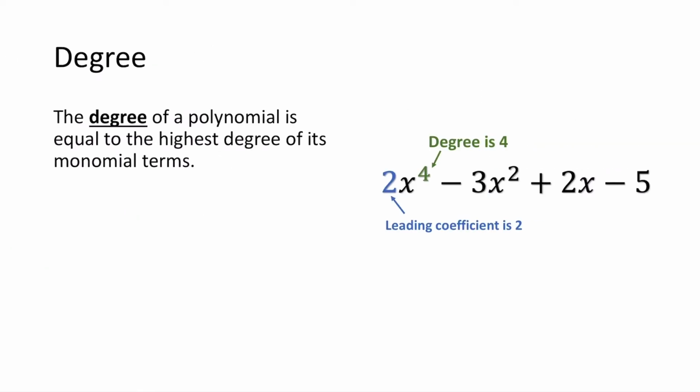So remember, when we talk about polynomials, we like to talk about the degree. The degree of a polynomial is equal to the highest degree of its monomial terms. So in this polynomial pictured here, you can see that it has a degree of 4 because the highest monomial term has a degree of 4.